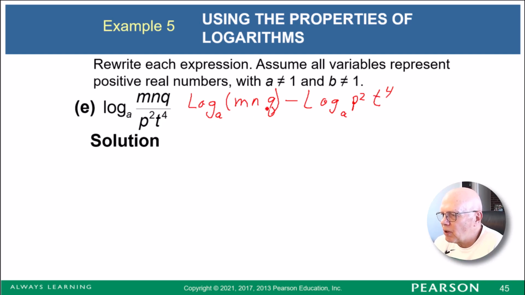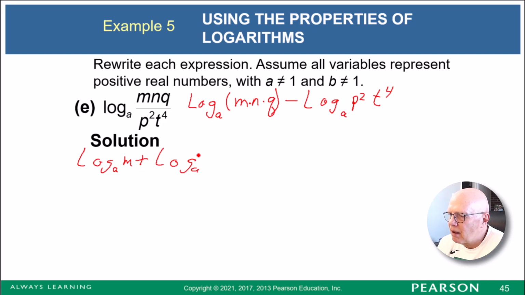Okay, first part. We've got multiplication between the m and the n and the q. So we'll have log base A of m plus log base A of n. Plus, because we're multiplying all of these, so we'll be adding the exponents.